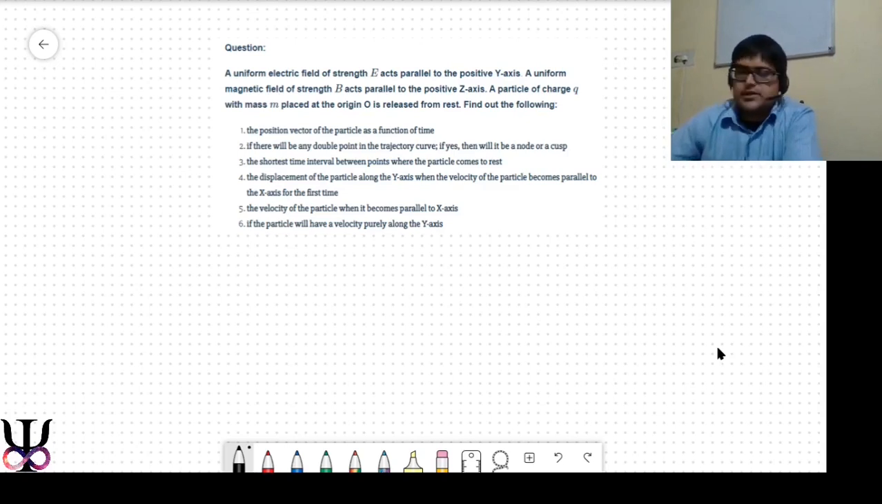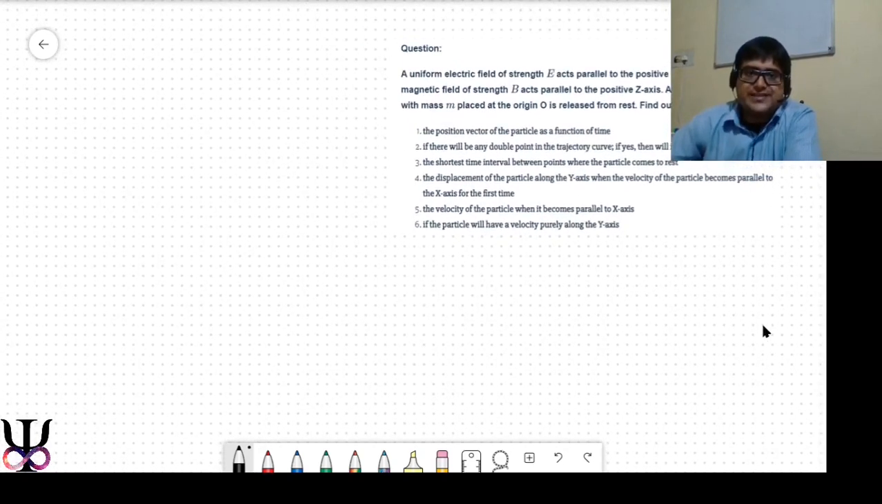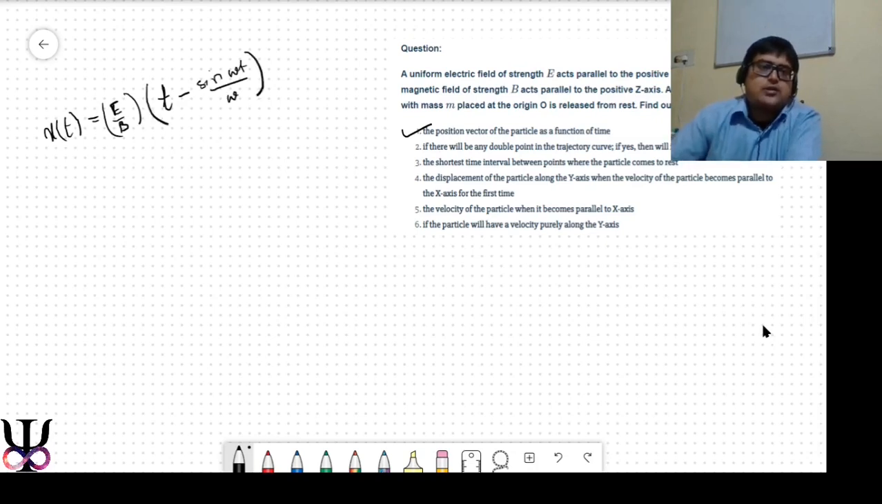So first of all, let us see the general trend of x and the general trend of y as individual functions of time. How do we know that? Let's take the first part that has been answered; we are on the second part. So x as a function of time is E upon B times {t minus sine of omega t upon omega}. So that's the first part.